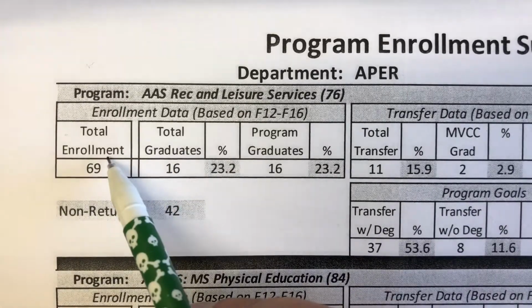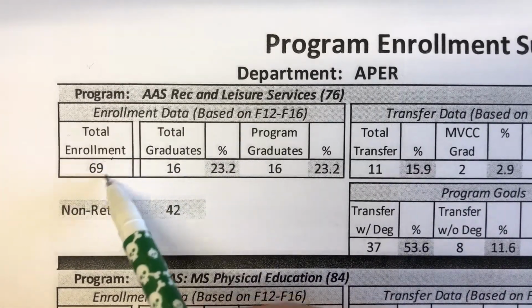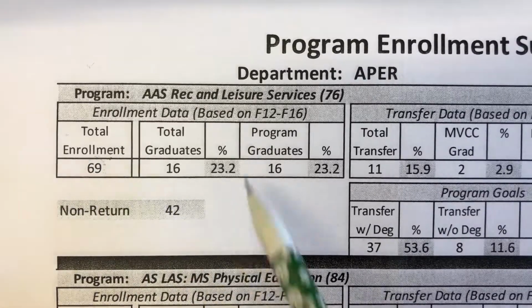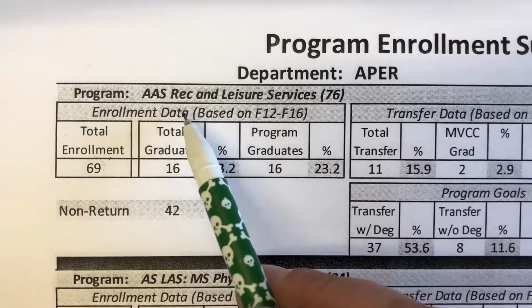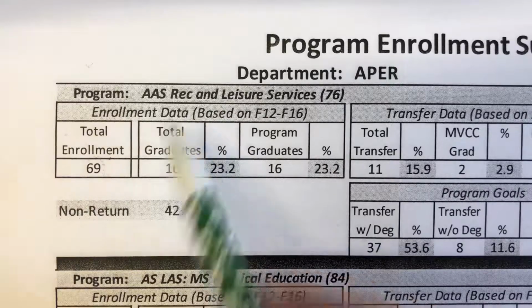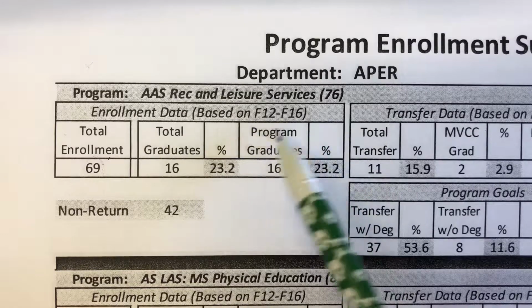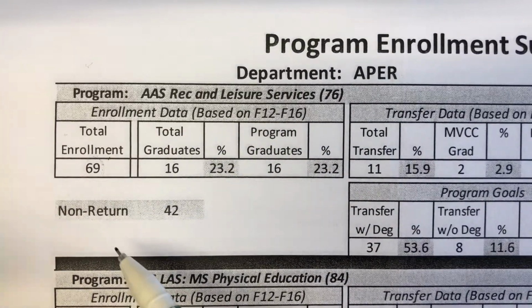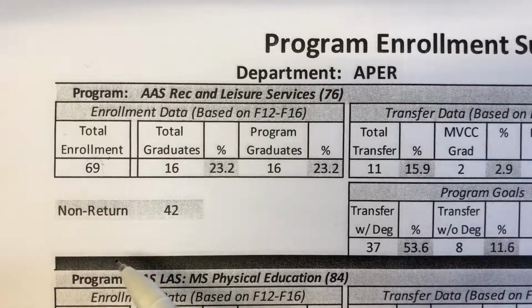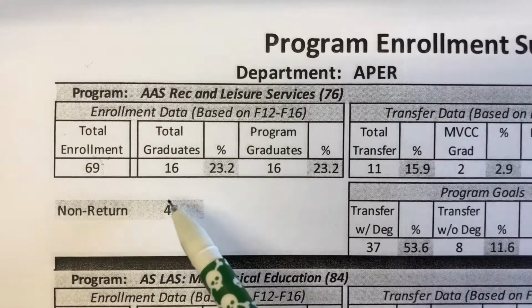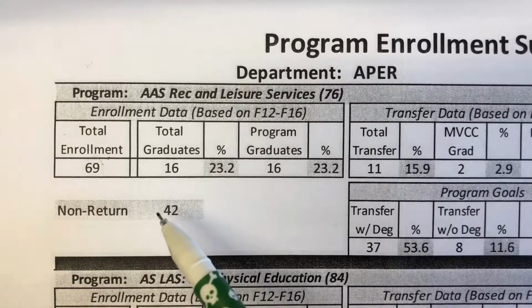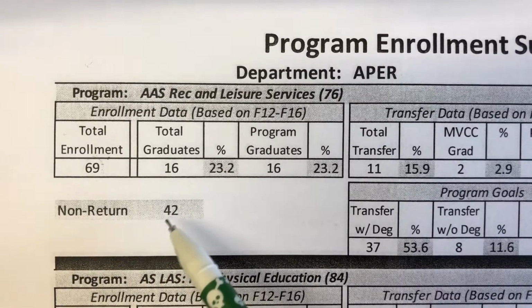So when we talk about total enrollment, this is the total number of students who were matriculated in a program. This program just happens to be the AAS in Rec and Leisure Services. So from fall 12 to fall 16, this counts all the people who were originally enrolled in the program, but then also new students who came in every fall or spring after that. So because this is rolling and we look at non-return, there are people who may be part of that group.